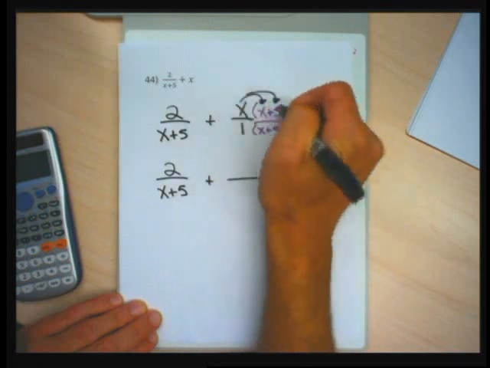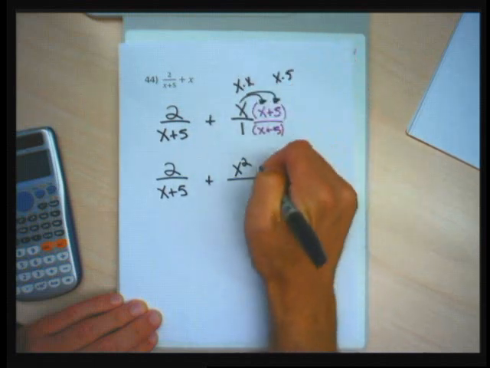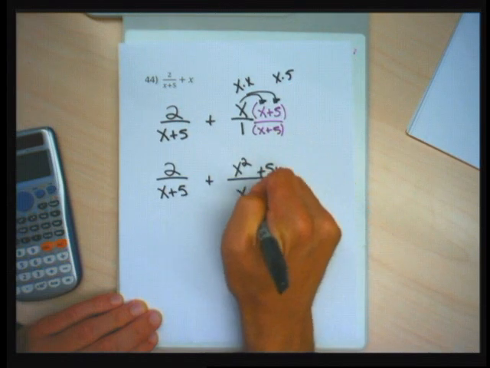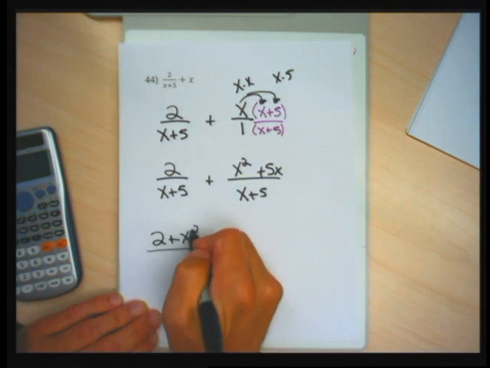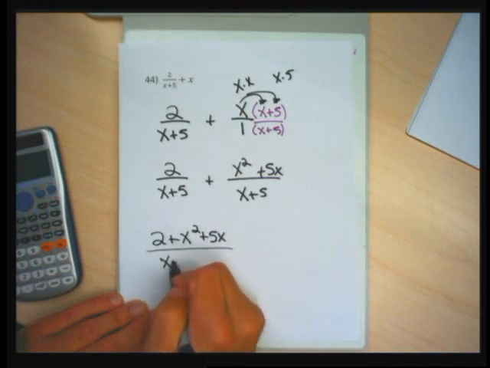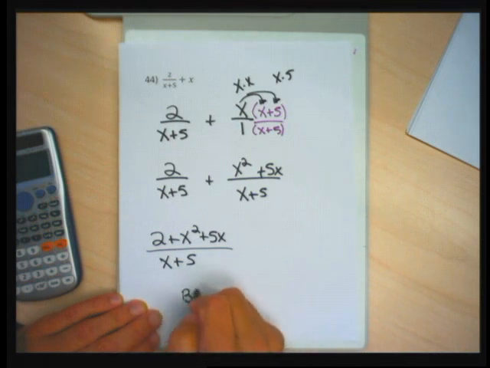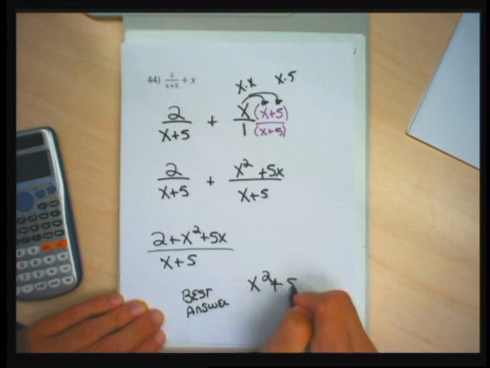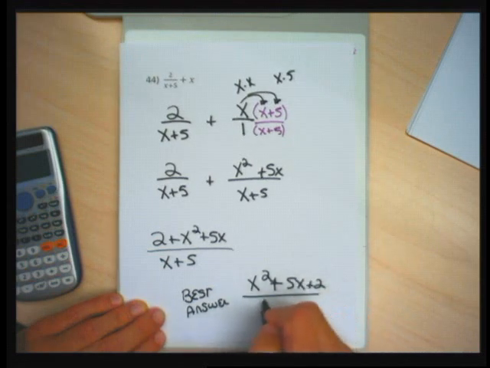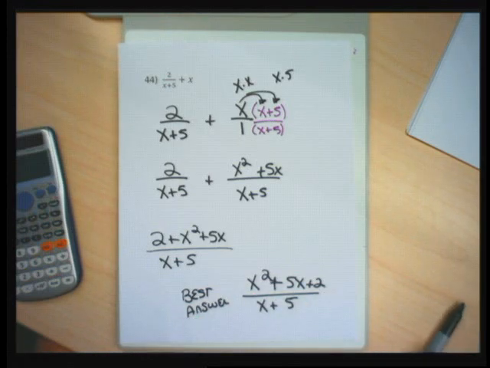But in the numerator, I'll go x times x and get an x squared, and x times 5 and get a plus 5x. Now I have the two fractions written with the same denominator. I can write their numerators next to each other and create one fraction. That's actually a correct answer, but just written in an odd order. The best answer for this, I would have the numerator written in a nice order, x squared plus 5x plus 2. The denominator still at its x plus 5. The numerator doesn't factor, so I can't do any more other than check.